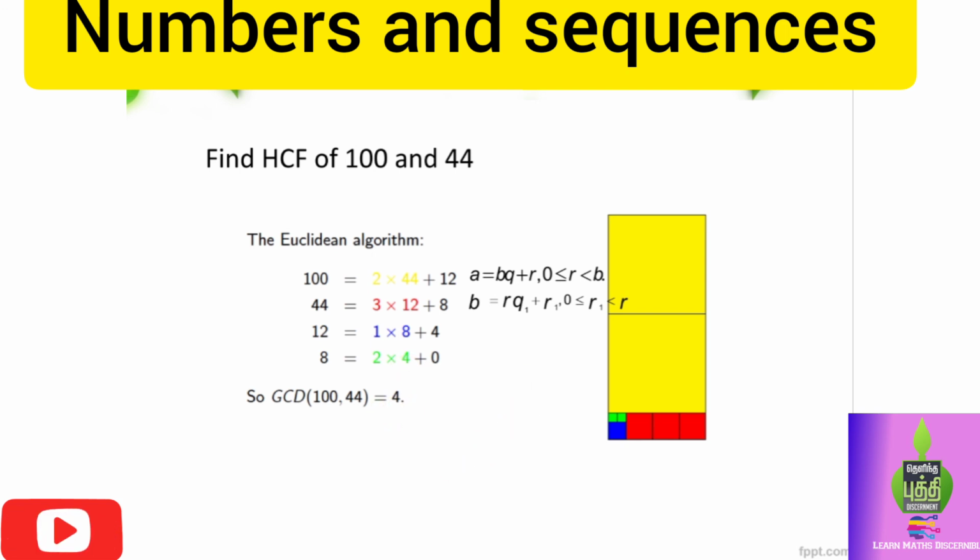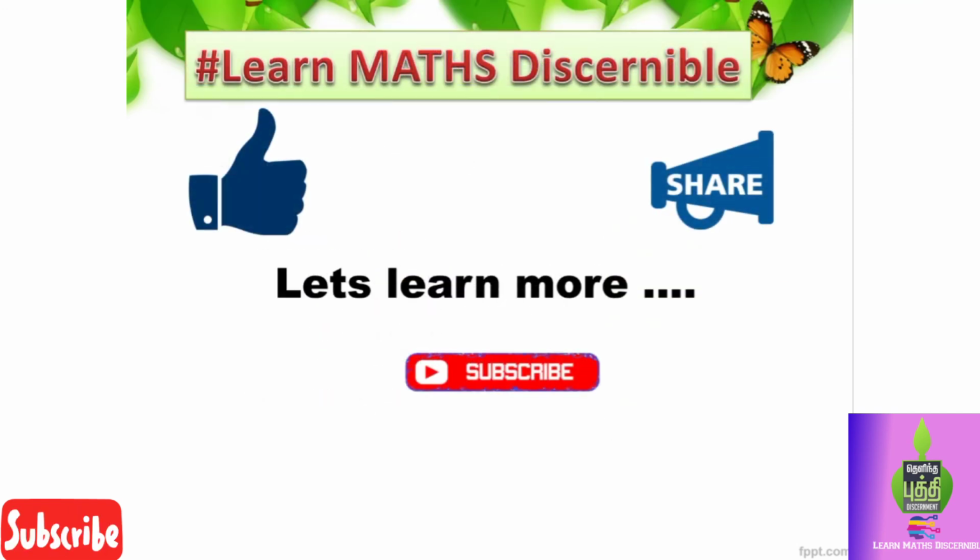Okay, now we have found the HCF for two numbers. If it is three numbers, what will be the method? Let's discuss it in another video.